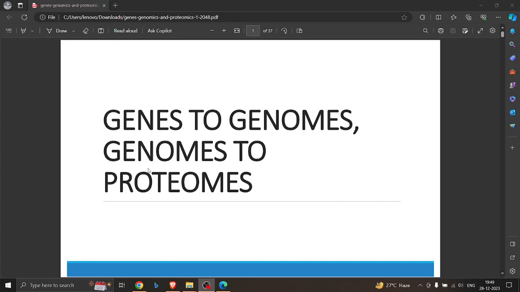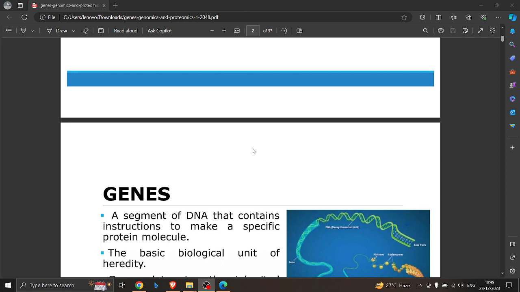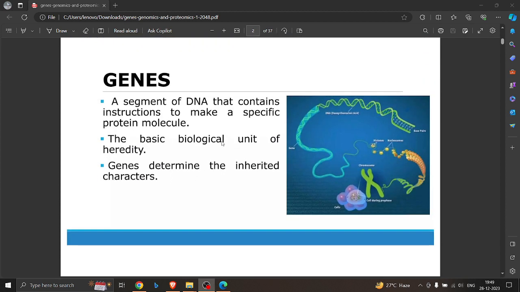Dear students, now we are into another topic in genetics, that is genomes to proteomes, genomes and proteomics. So, initially, some basics. We will see genes: a segment of DNA that contains instructions to make a specific protein molecule. It is the basic biological unit of heredity, and genes determine the inherited characters.